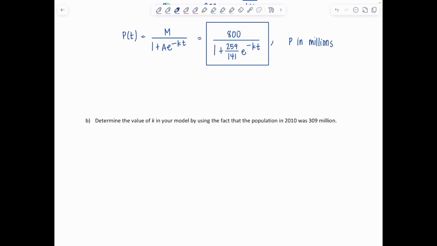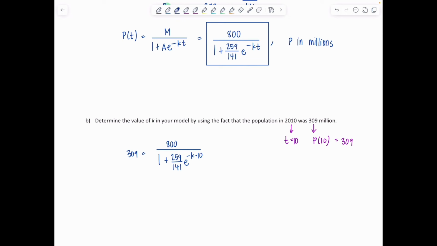So determine the value of K in your model by using the fact that the population in 2010 was 309 million. So this corresponds to t equaling 10, and then this tells me P of 10 is 309 million, but who wants to write an extra 6 zeros for no reason? Not me. All right, so 309 set it equal to 800 over 1 plus 259 over 141 e to the negative k times 10, okay? Beautiful.